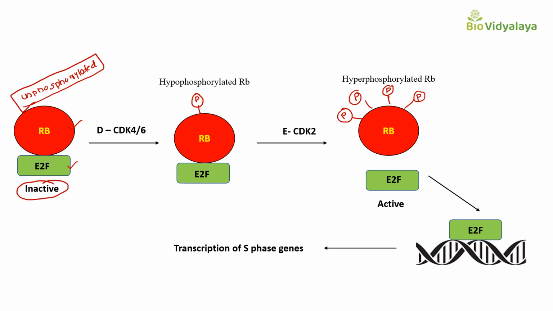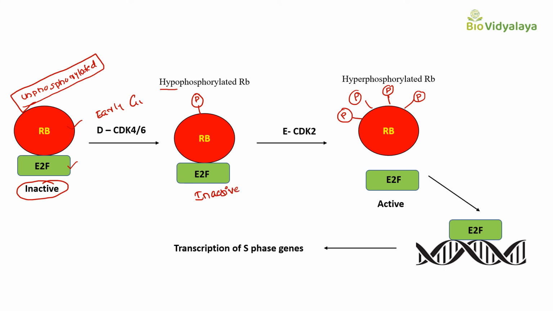In early G1, cyclin D CDK 4-6 complex will phosphorylate this RB protein. But this phosphorylation is less, so it is hypophosphorylated. In hypophosphorylated condition also, RB protein can bind with E2F. Now also this E2F is inactive.